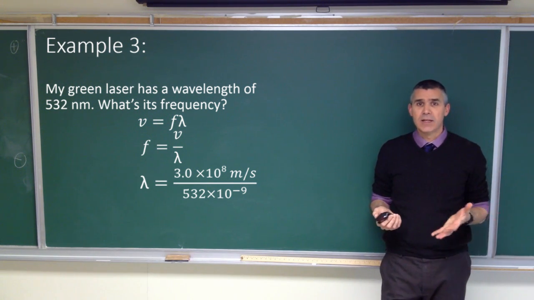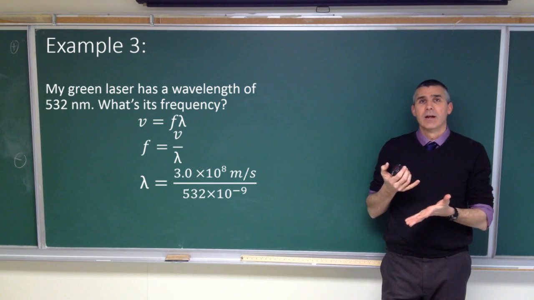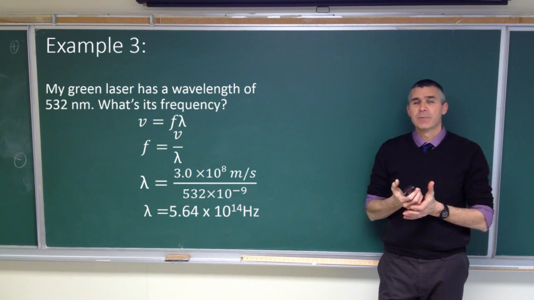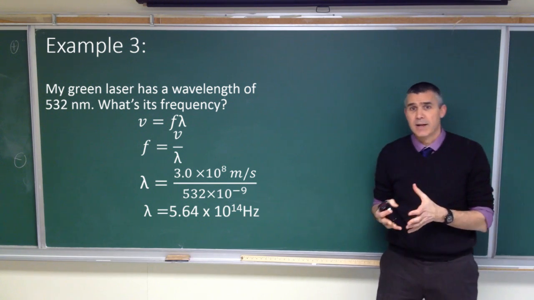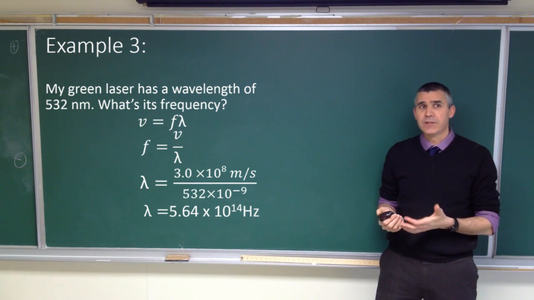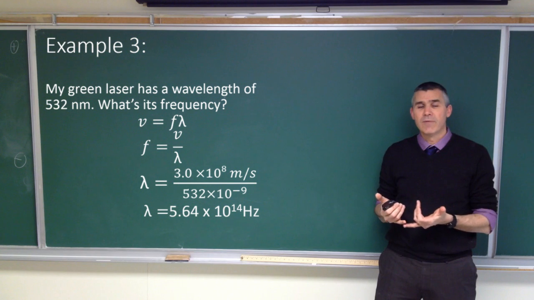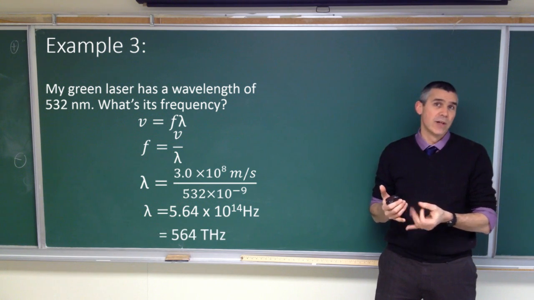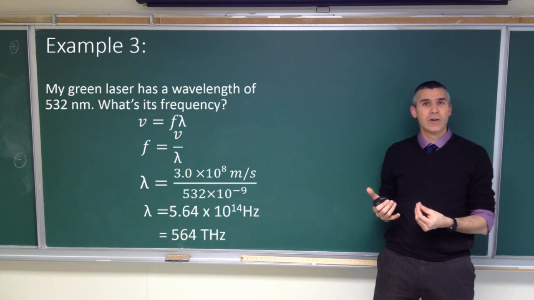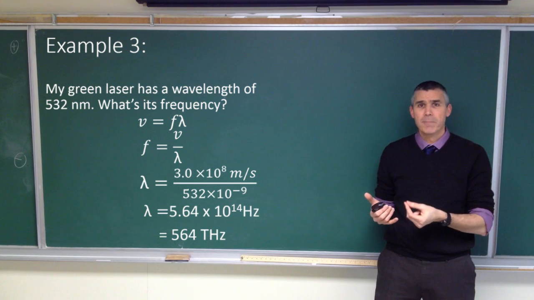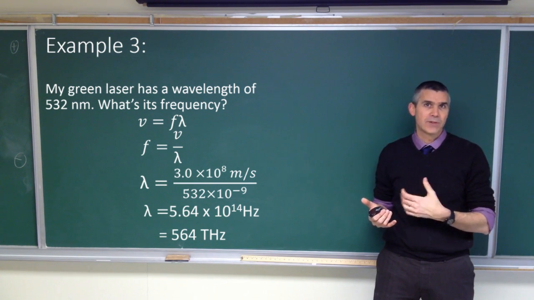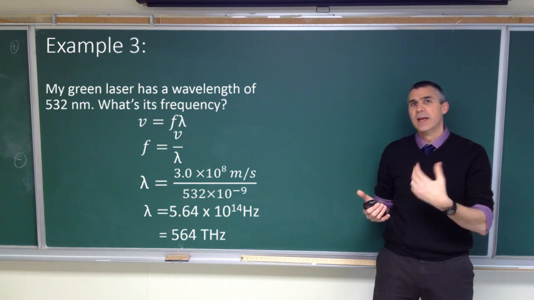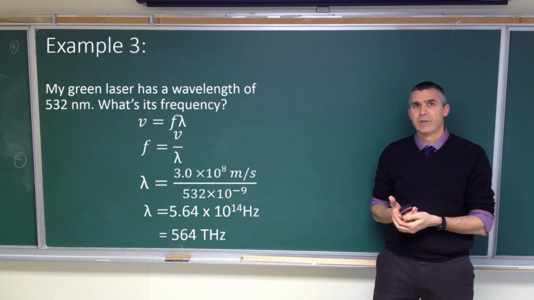And we plug that all in, we wind up with 5.64 times 10 to the 14 hertz. So that's a pretty big number. If we want to use SI prefixes, that will come out to 564 terahertz. So that's 564 terahertz is the frequency of green light. Okay, so that's quite a bit higher in frequency than the radio station in the previous question.